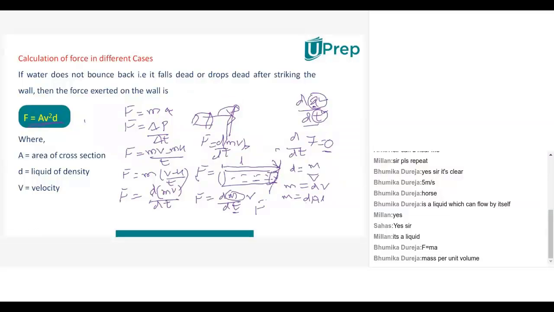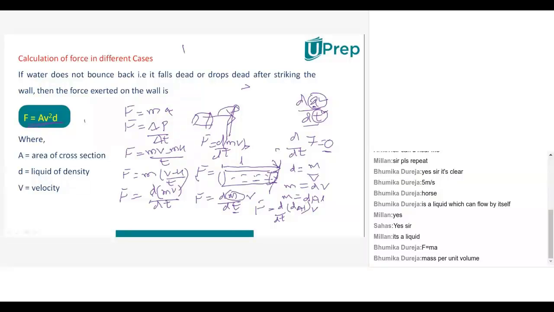So now I am writing the equation like this: F is equal to d by dt of M, only M is changing. And what is the value of M? Density into A into L, and V remains constant, so that's why I am writing V. The differentiation of A, of B, of L, with respect to what? Time. I said d by dt or not? Yes, sir. Okay. Now I'm writing on top here.